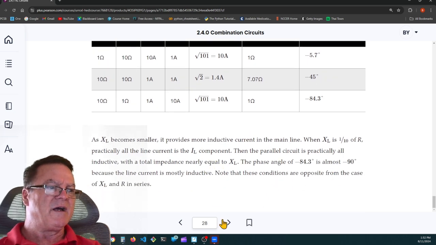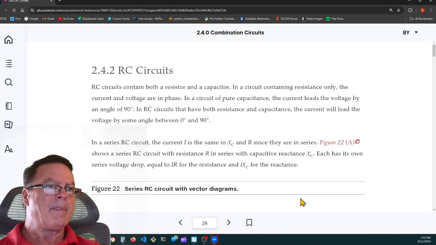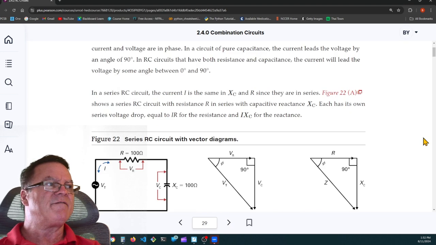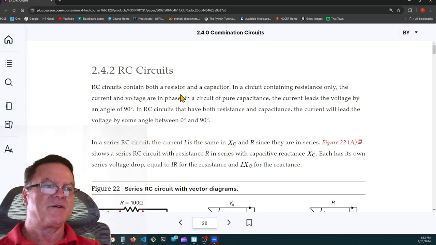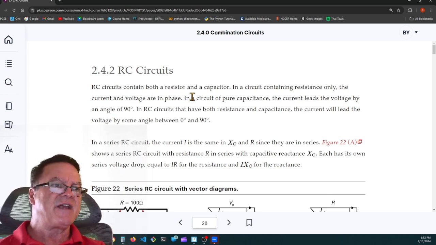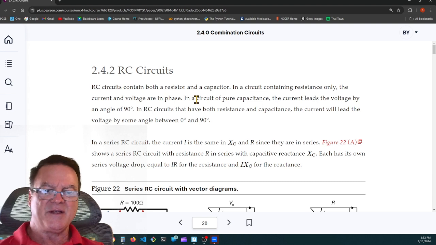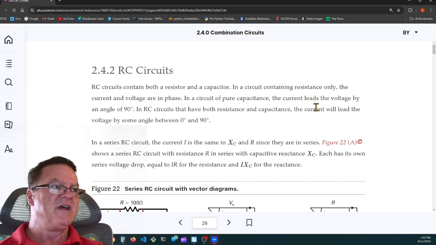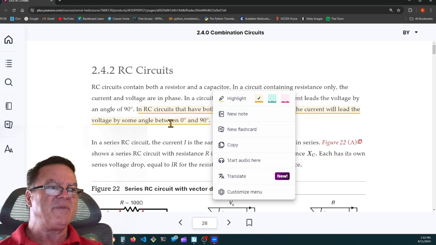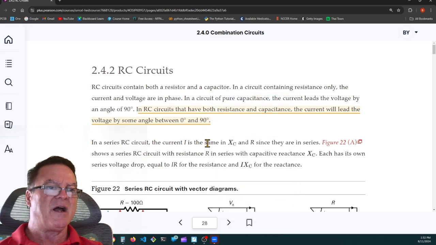All right. Let's move on. 2.4.2 RC circuits. RC circuits contain both a resistor and a capacitor. In a circuit containing resistance, only the current and voltage are in phase. In a circuit with pure capacitance, the current leads the voltage by an angle of 90 degrees. In an RC circuit that has both resistance and capacitance, the current will lead the voltage by some angle between 0 and 90. That should be a highlight.